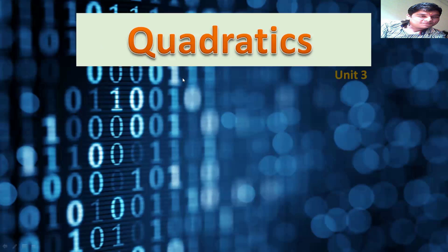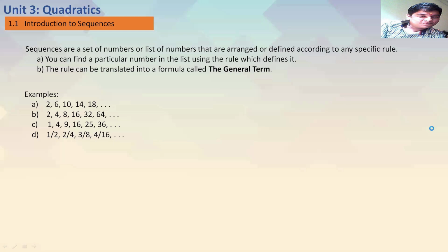All right. So let's begin quadratics with sequences. You're aware of sequences, Christian? Sequences are a list of numbers arranged in a defined manner with a specific rule, right? As you can see over here, these are examples of sequences. What is the rule over here? Can you identify the rule here? What are we doing in the first one?